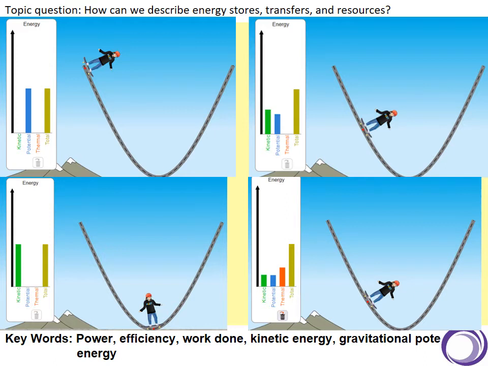And then the bottom left picture, when they are at the bottom of the ramp, they have no gravitational potential energy because they don't have a height anymore above the ground. It is all transferred into kinetic energy. And they have the same amount of kinetic energy as they did at the start with the total energy. So you can see that there.